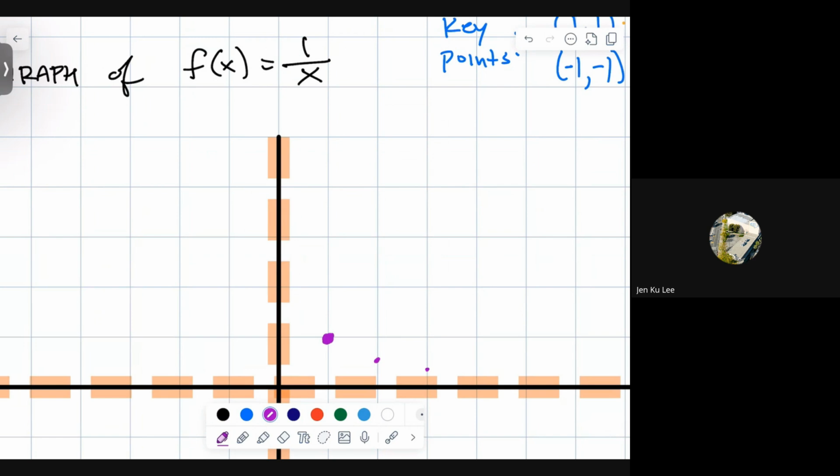How about x equals 1/2? What would happen if I plug in 1/2 into my function? 2. So 1/2 comma 2 is right here. What if I plug in 1/3? 3. So plug in 1/4, 4, right? So you can see that it kind of rides that line, right? So my function would go something like this.